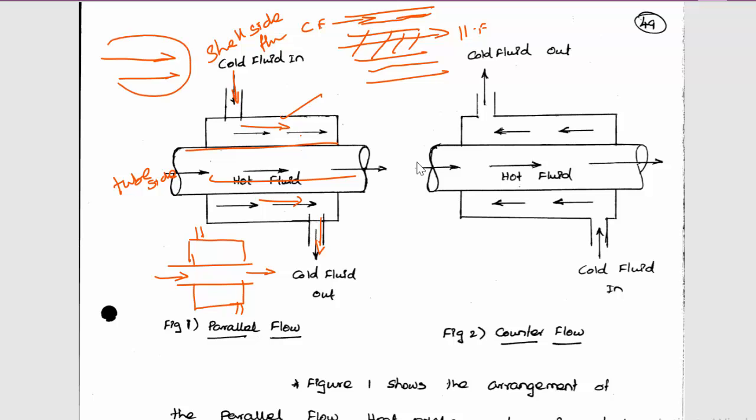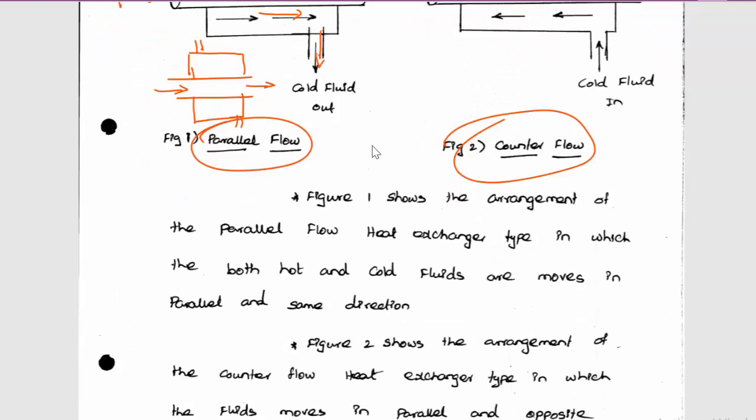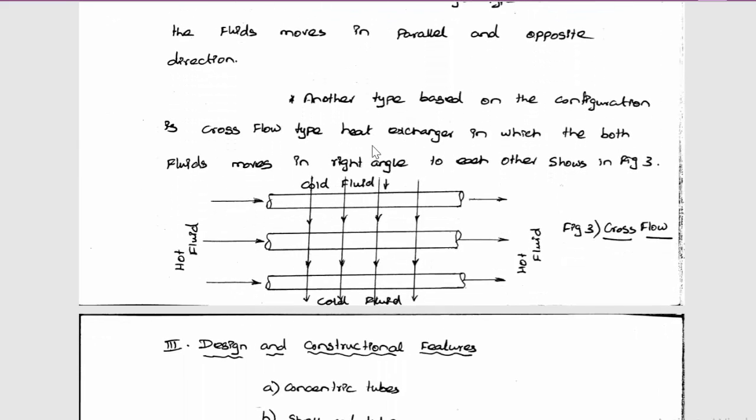So if hot fluid and cold fluid flow in the same direction, then the heat exchanger is called a parallel flow heat exchanger. Similarly, if these two fluids are flowing in opposite directions, then the heat exchanger is called a counter flow heat exchanger. Okay, in figure 3 here I am giving another interesting example.